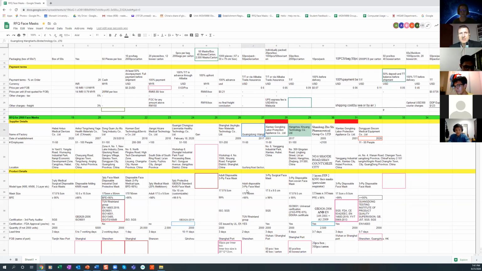What are the big first factors? We looked at the certification. Then second, we looked at the year of establishment. And then third, we looked at the payment terms. Oh, very important. Okay, that's good. Okay, group number 3, please.